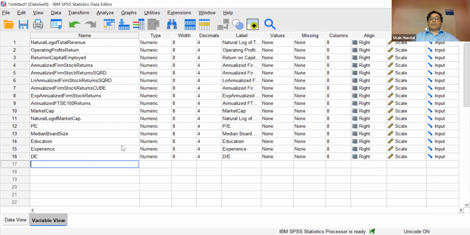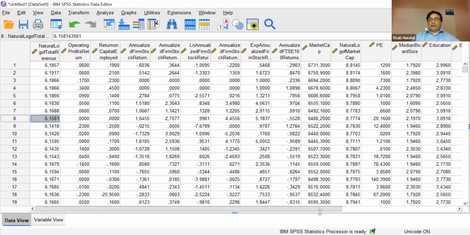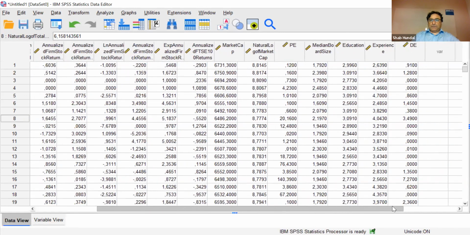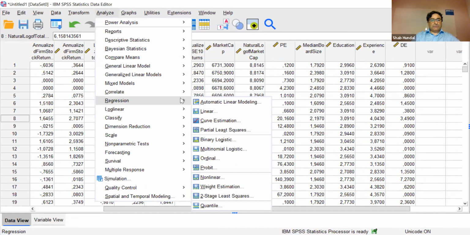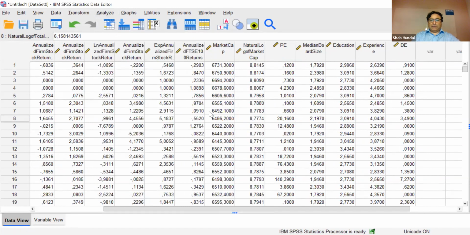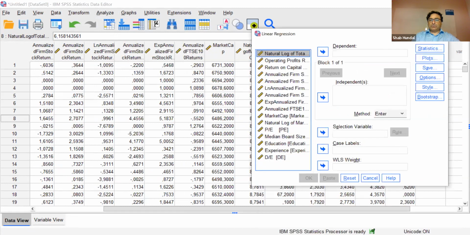But just make sure that before you start analyzing, this looks quite neat and clean, which it looks to be. And then we have our data view. And the last variable is D2E, which I'm planning to use as the dependent variable. So I hope you all know that our starting point is Analyze. We go to Regression, we go to Linear Regression, and then we have this dialog box.